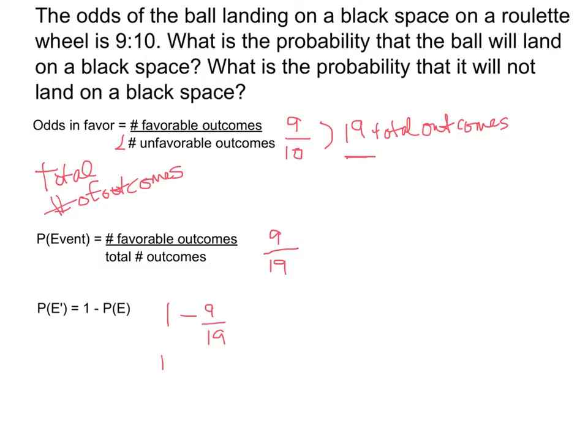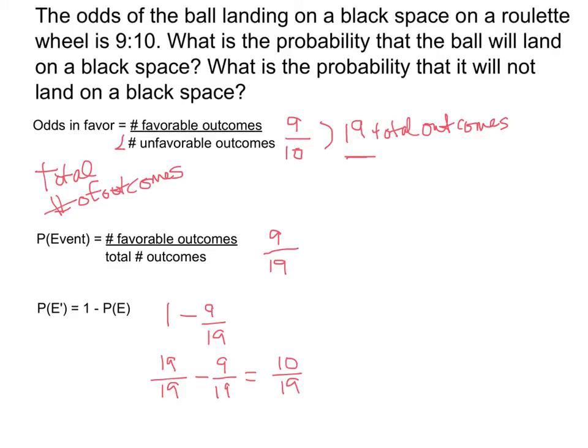The common denominator here is just 19. So we convert the 1 into 19 over 19. And so we get 10 over 19 as the probability of not landing on a black space.